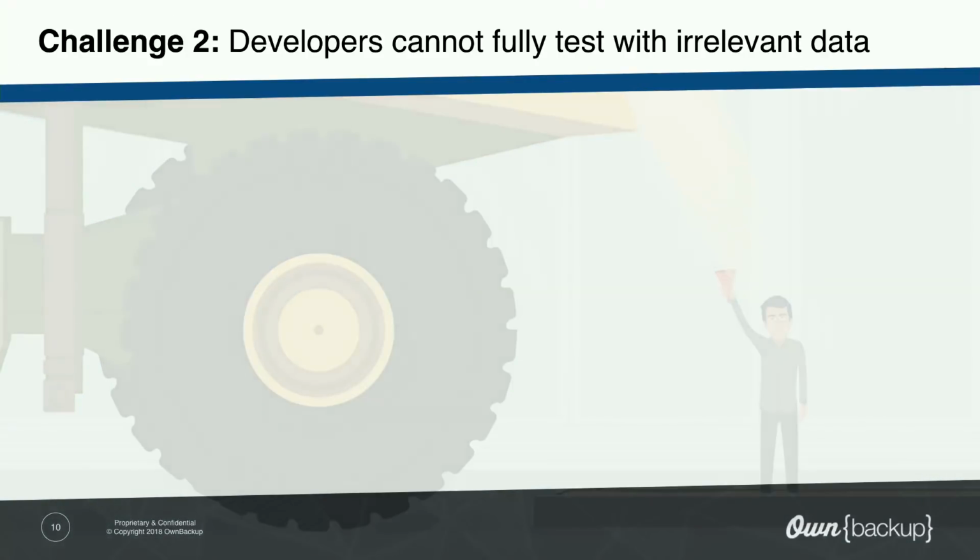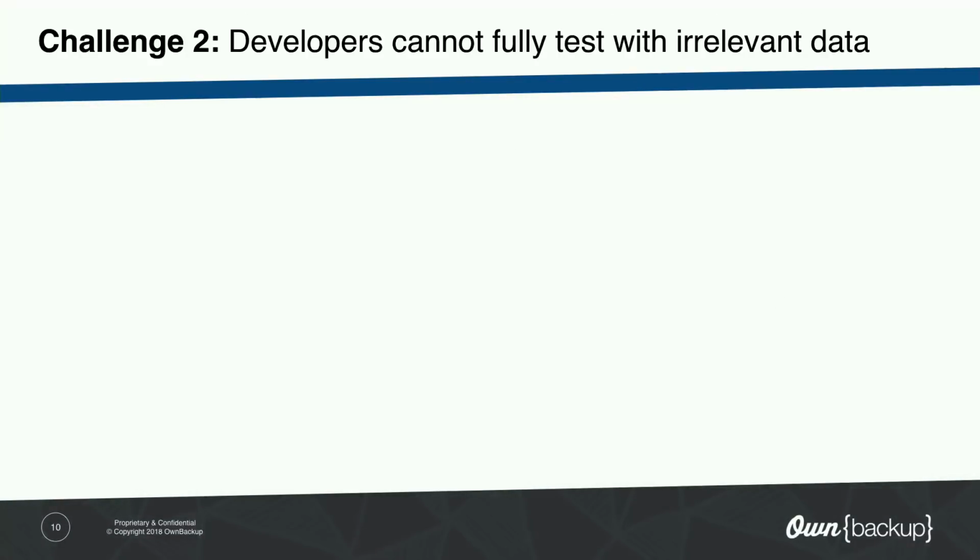So developers cannot always fully test without relevant data, like I talked about a few minutes ago, and it's going to cause bugs. The reason it's difficult for admins to get that data, again, is because there's no easy tool to just select that subset of information.